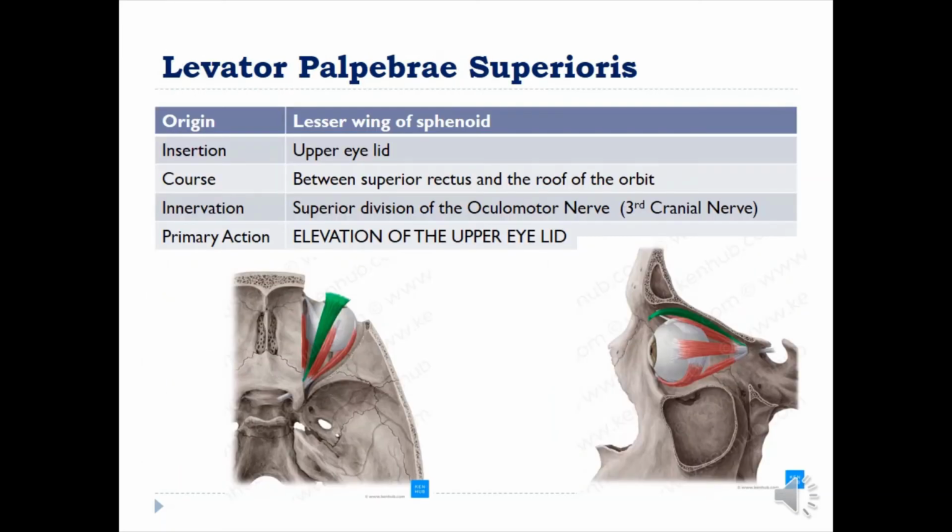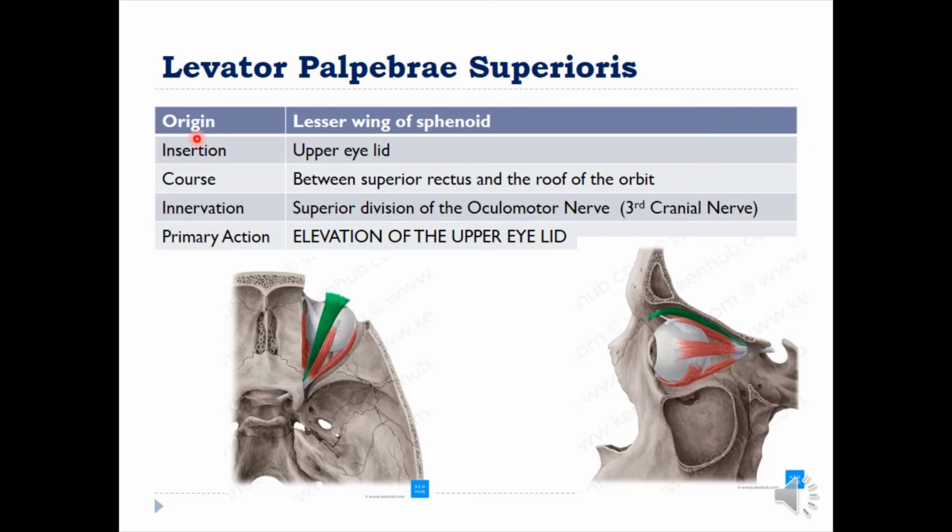Right? So in this slide we'll be discussing the levator palpebrae superioris. This is the seventh extraocular muscle that we'll be discussing. So we finished the four rectus muscles, and the two oblique muscles also, and this is the last one among the extraocular muscles, levator palpebrae superioris. Levator is nothing but something that helps to elevate or lift. Palpebrae stands for the eyelid. Superioris means at the superior portion.